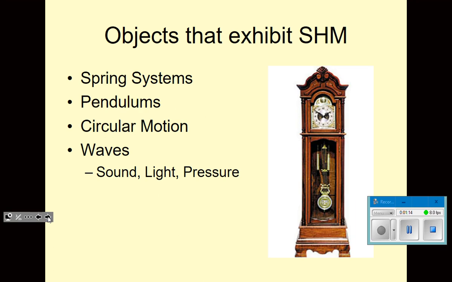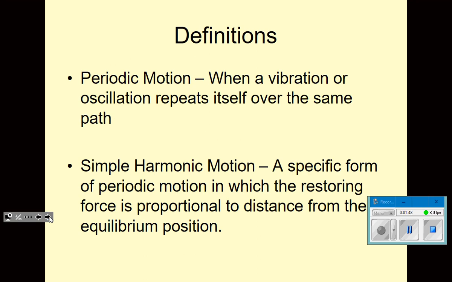So when we're talking about simple harmonic motion, this is actually a concept that we're going to cover for the remainder of the school year. So we'll have spring systems and pendulums, which are in this specific unit. Then we'll do circular motion at the very end of the school year, and then we'll do waves, which will be sound, light, and pressure. We don't talk as much about pressure waves, but pressure waves really are just a specific form of a sound wave. So we do talk about sound and light specifically this semester.